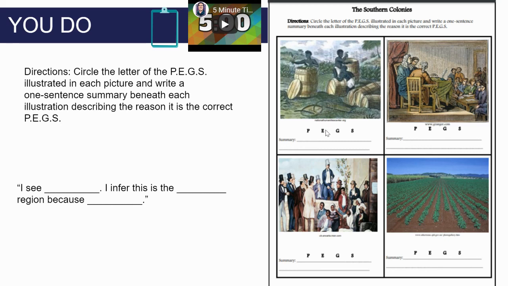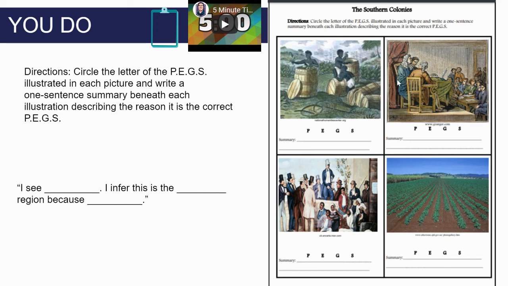This is political, economical, geographical, or social. So we would say that this is economical because here we can see the labor force and the work being done. Okay, so we would circle economical and then we would write that statement out. I see slaves cultivating crops, I infer that this is the southern region because blah, blah, blah, right? So that's what you would write here.